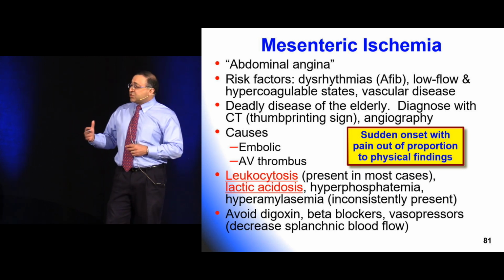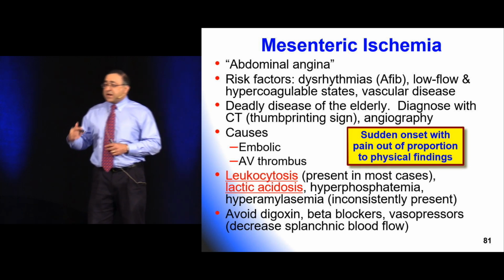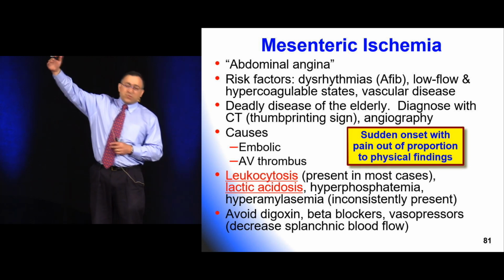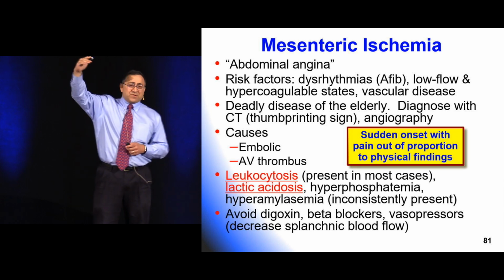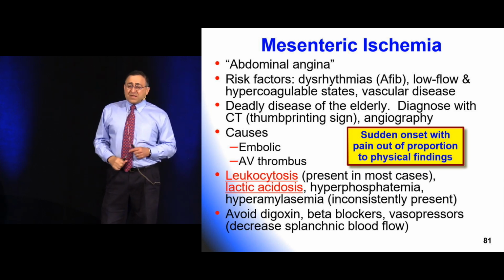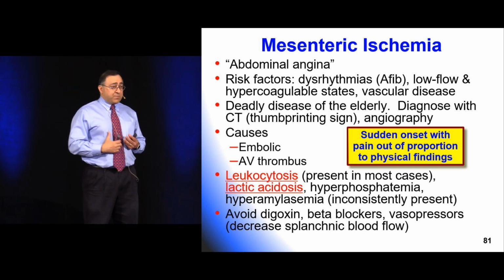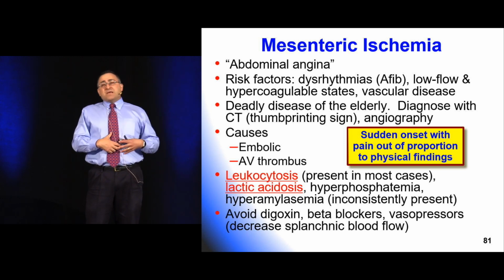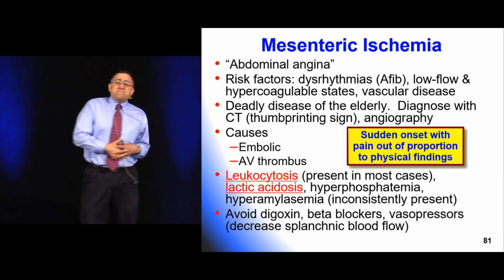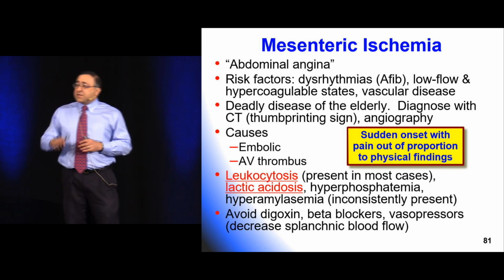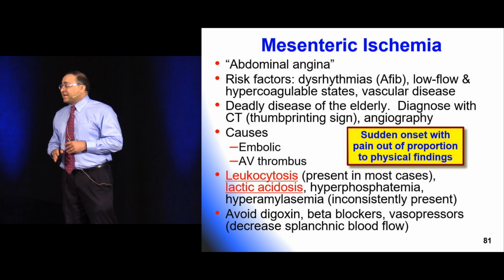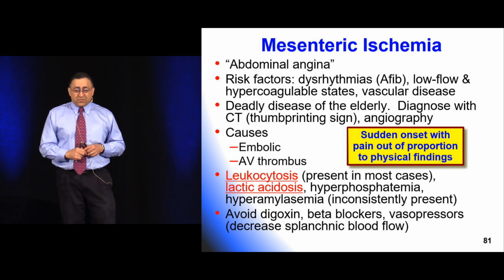Any elderly patient showing up with abdominal pain, you've got to put mesenteric ischemia along with AAA right at the top of your differential. You've got to think about this. The classic presentation is pain out of proportion to physical findings. The patient's laying on the stretcher, rocking back and forth, miserable, they look terrible, and yet you push on their belly and it's really not that tender. It's pain out of proportion to physical findings.